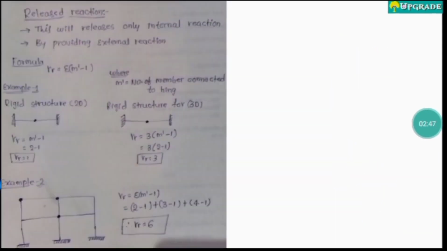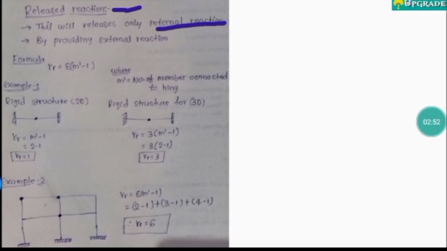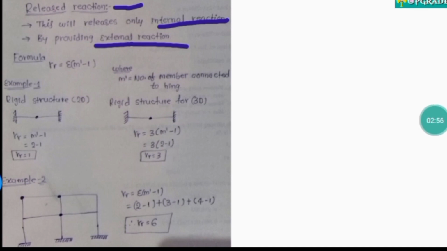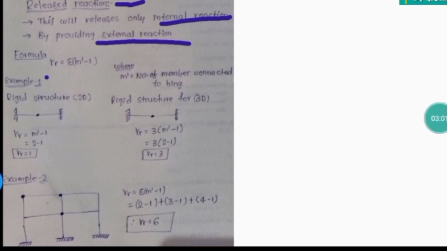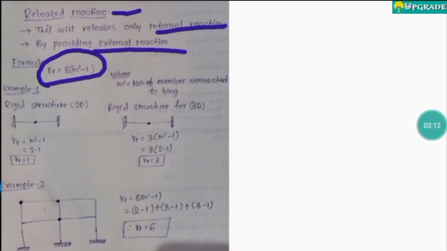Now we know released reactions. These release only the internal reactions by providing external reactions. The formula to calculate the released reaction is RR equal to summation of m dash minus 1, where m dash is the number of members connecting to each hinge. Let me solve some examples so you can clearly understand.